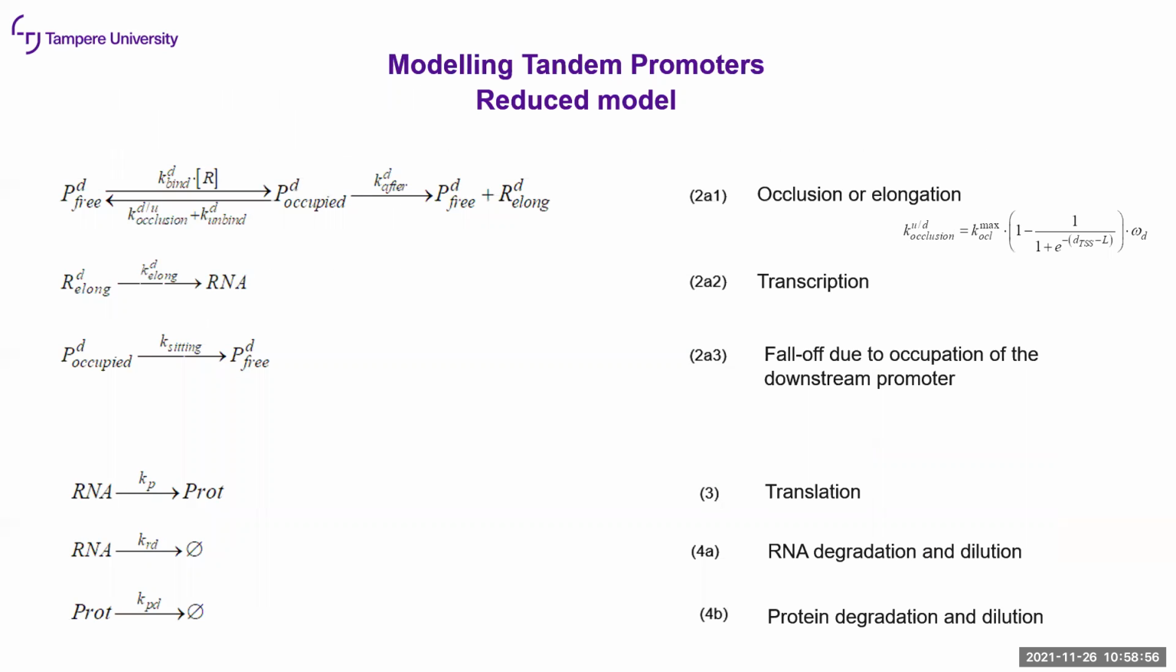We have promoters. The promoters can be occupied by RNA polymerases, as you see in the top left. Once occupied, it can either proceed to transcription, to produce the RNA, or it can be blocked by occlusion, and then the RNA polymerase unbinds. When it starts elongating, there can still be, like I said, interference. The elongating RNA-P can go back and make the promoter free once again and not produce an RNA, or it can proceed until the end and produce an RNA. RNAs can then produce proteins, and they can degrade or dilute by cell division, and the same happens to the protein. So we have the phenomena of occlusion or elongation, transcription, fall off due to occupation of the downstream promoter, translation, and degradation of both RNA and protein.